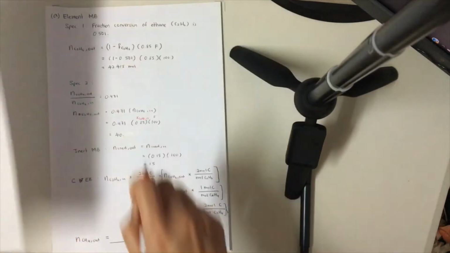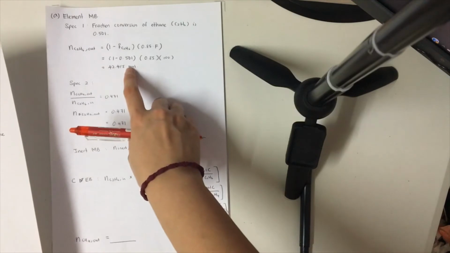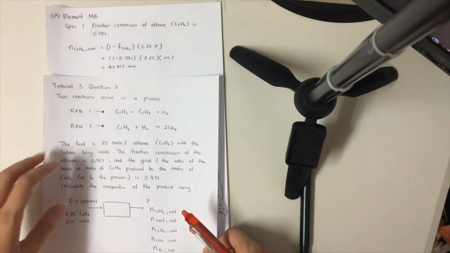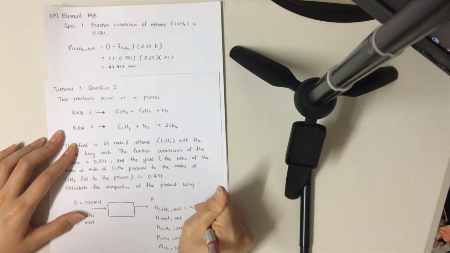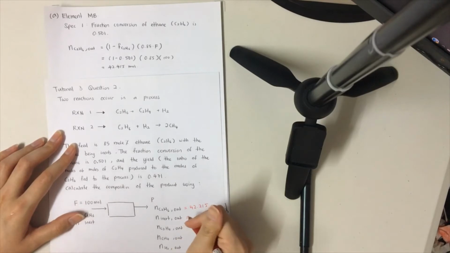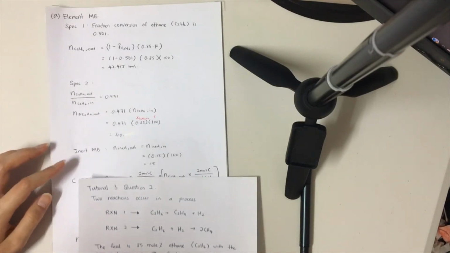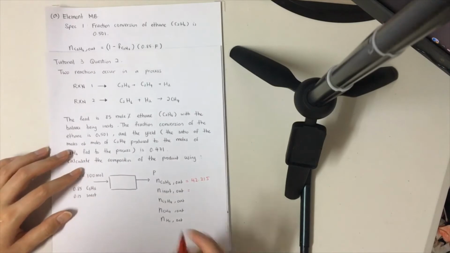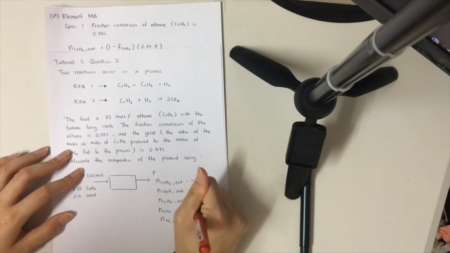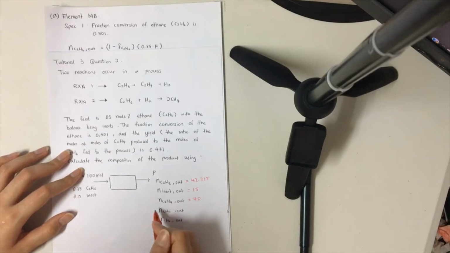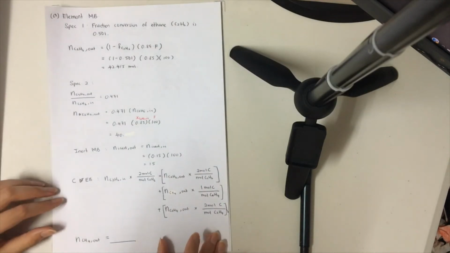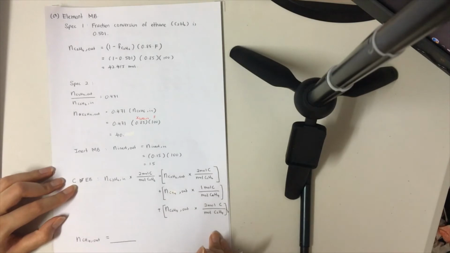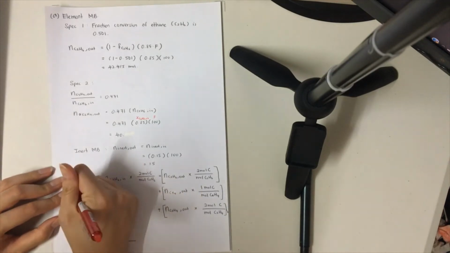Let's write this down over here. We found that C2H6 coming out is 42.415, the number of inerts coming out is 15, and you have 40 moles of C2H4. So all we are left with is the number of moles of CH4 and H2. We will then proceed to performing element balance using the element C.